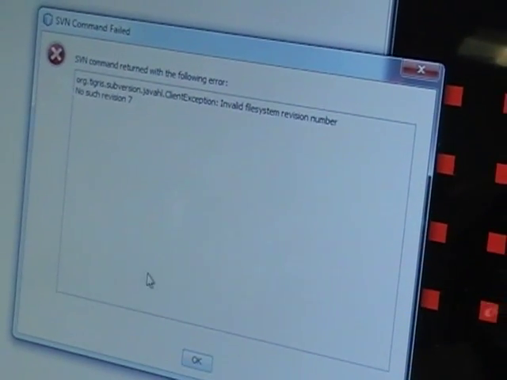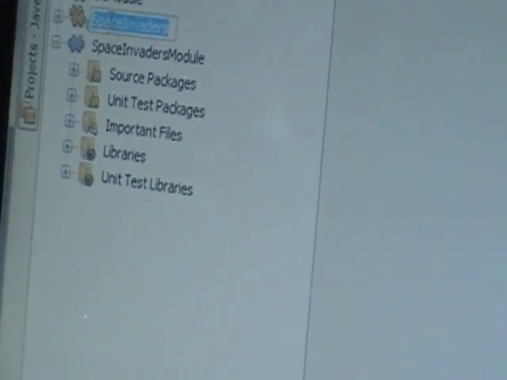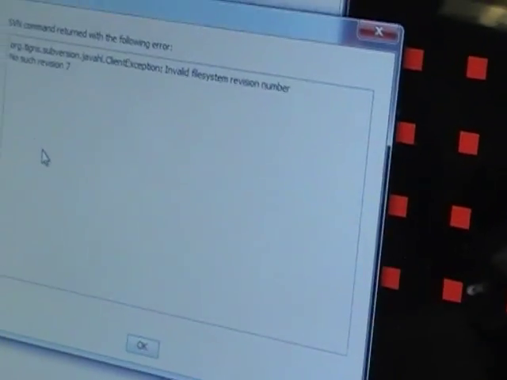Whoops, something went wrong with the subversion support. I don't know what happened. Let's try again. Nope. Maybe, okay, I probably should go to revision 6 instead of 7 then. Yeah, that was it. No revision 7 in the repository. Sorry about that. So now it's finished.